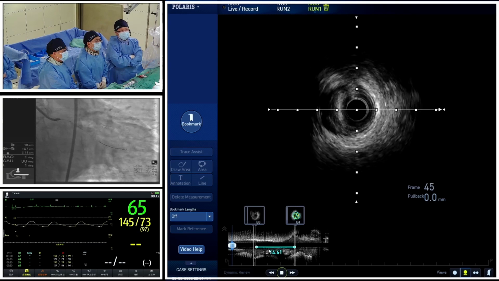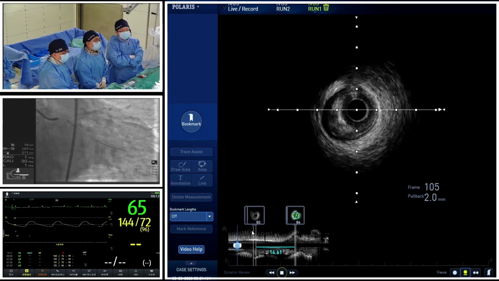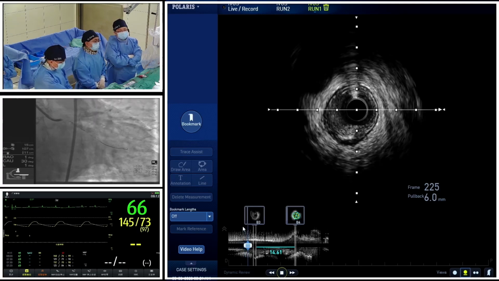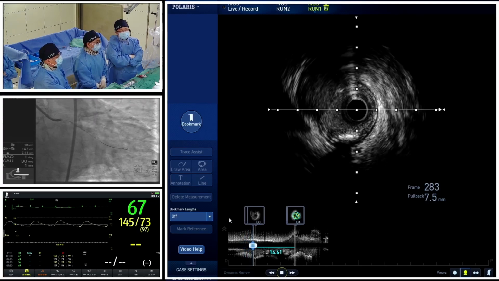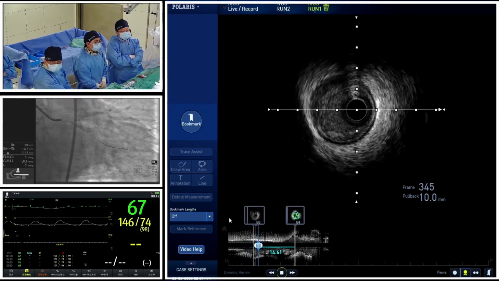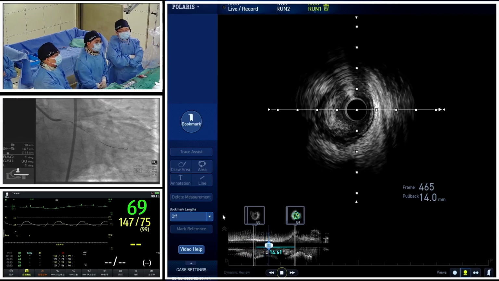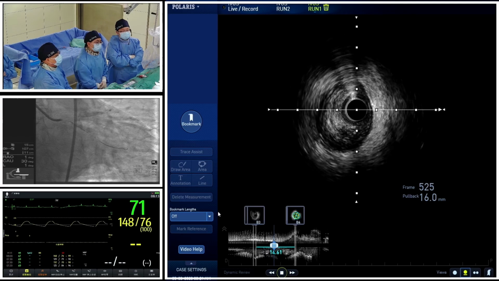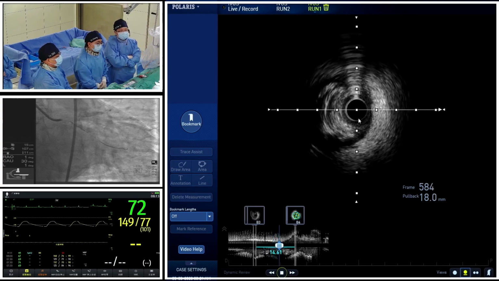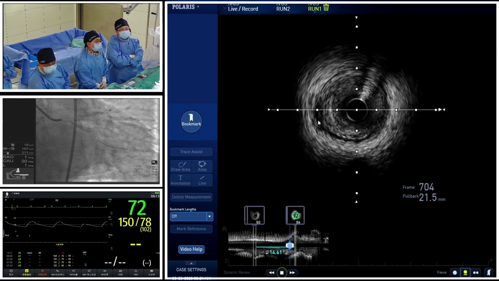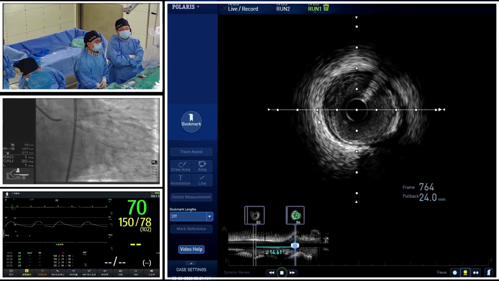Okay, this is a pullback from the circumflex. We can see in the distal part of the circumflex there is a long diffuse stenosis. And after we come to the proximal part, we can see the plaque burden reduced dramatically. And the lesion is not so severe. We can see that there is an eccentric and fibrotic plaque with mild calcification in the middle part.